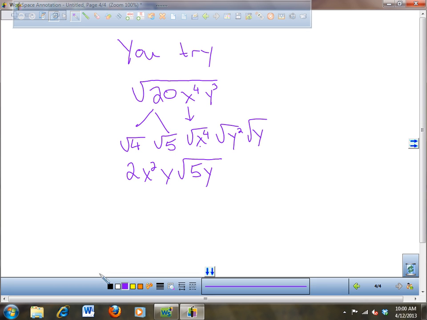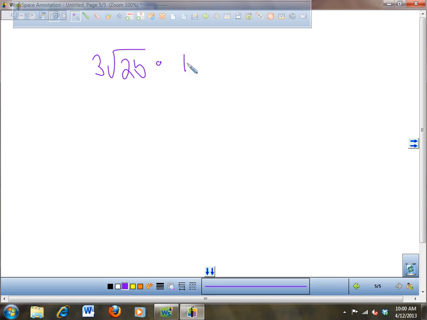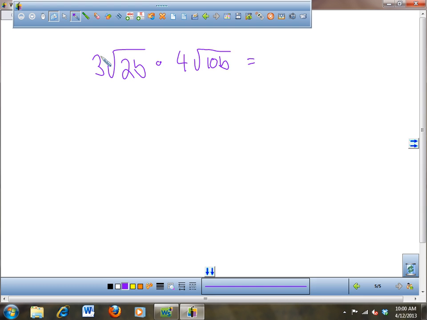Alright? So what if I have something that looks like, ooh, this is hard. Okay? Let me show you this one. There's another one. So I have something that looks like this: 3 root of 2b times 4 root of 10b. You know what to do with that? With multiplication, you don't have to do the distributive property, okay? You just multiply the numbers together and you multiply the square roots together. So the first step here would be to multiply the numbers together.